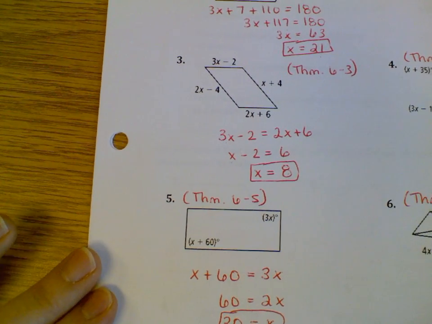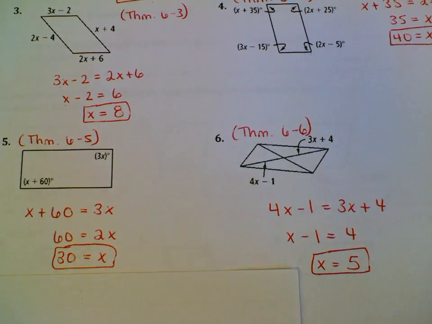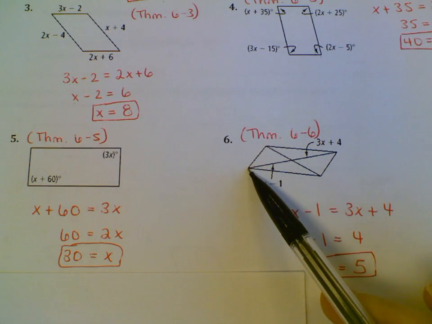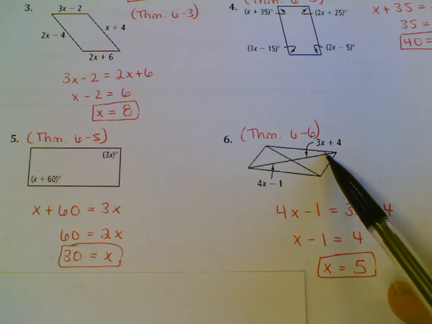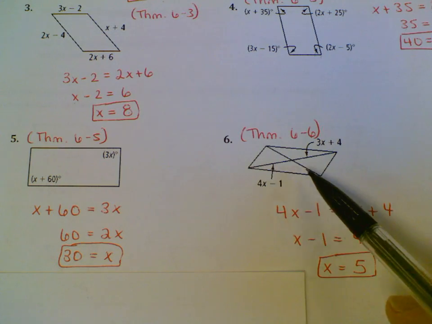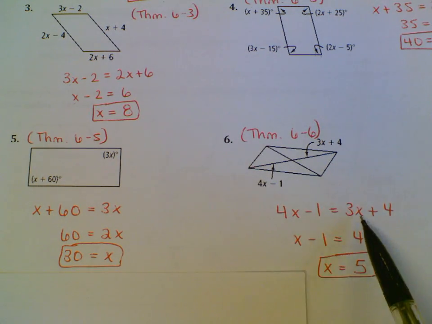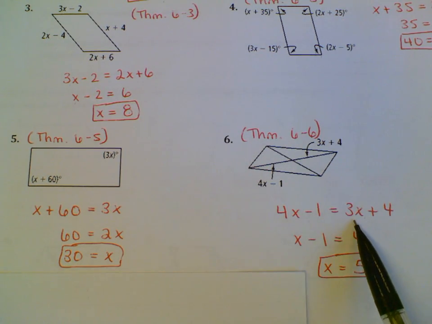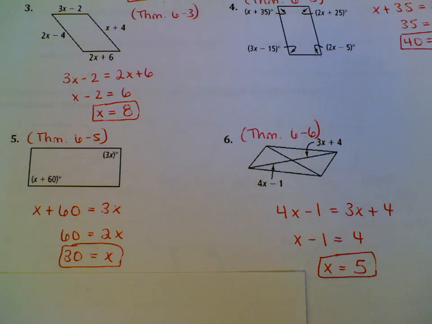So on question 6, you're going to see that they give you diagonals and they give you an expression for half of the diagonal. So theorem 6.6 would apply because diagonals bisect each other for a parallelogram. So I would just set the two expressions equal to each other and solve. So I subtracted 3x from 4x and then added 1 to 4, so I got x equaling 5.